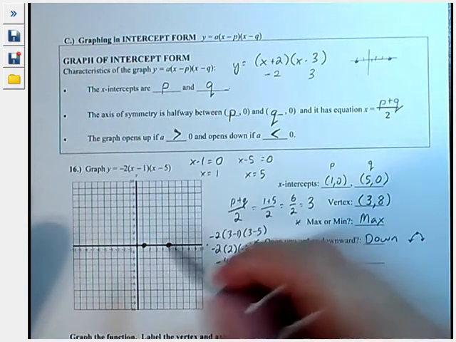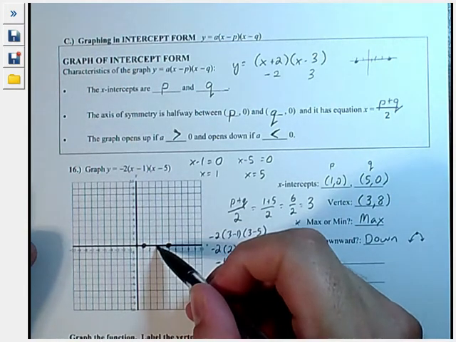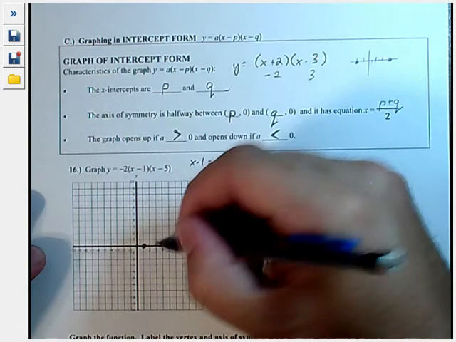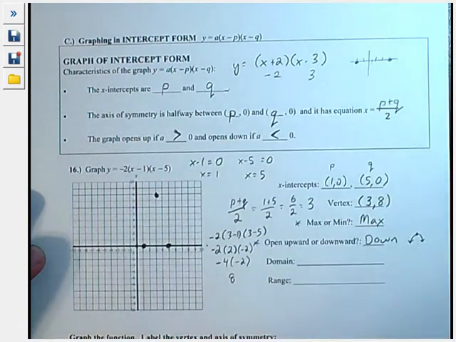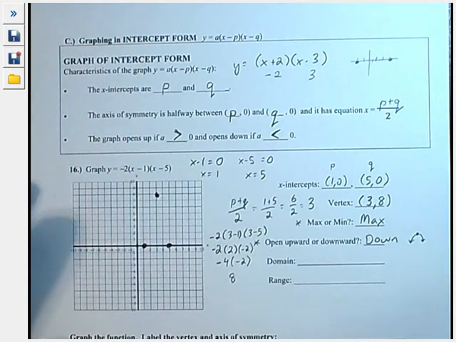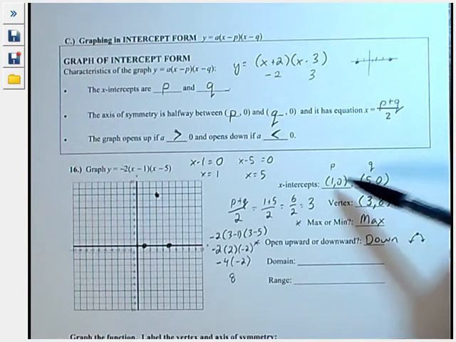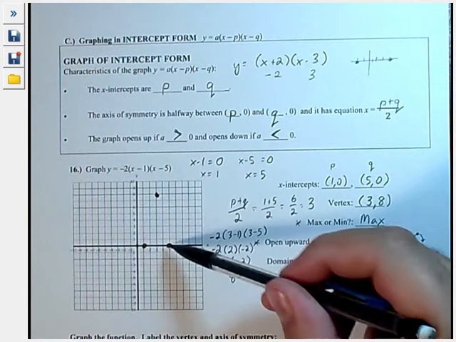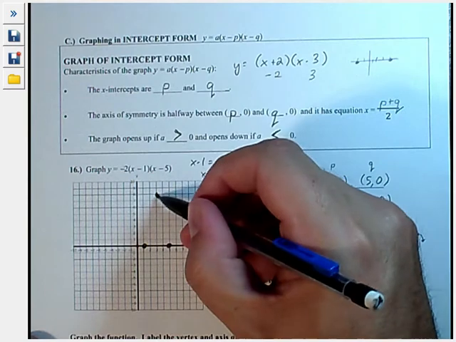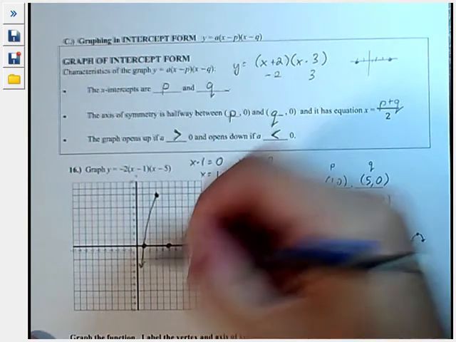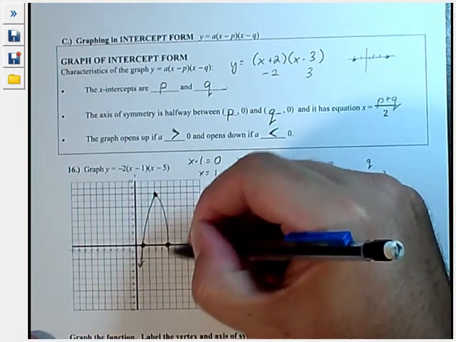Okay, so I'll go over here to 3. 1, 2, 3. And then I'll go up to 8. 2, 5, 6, 7, 8 right there. Typically, we would have to do 5 values in order to find what this parabola looks like. But because we have these 2 intercepts and the point in between as the vertex, we can actually get away with just doing 3. So once we have these, we'll connect them like this.